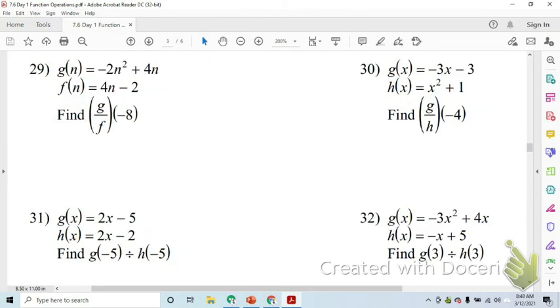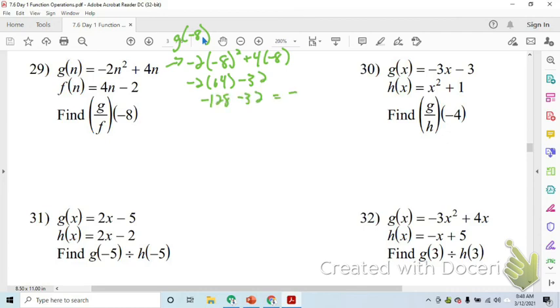All right, last two, we got some division problems here. Here we're plugging in negative 8. So to find g sub negative 8, this is what we do. It'd be negative 2 times negative 8 squared plus 4 times negative 8. So this would be negative 2 times 64 minus 32. This would be negative 128 minus 32, which is going to equal negative 160. So that's our numerator. Since g goes over f, it's technically g of negative 8 over f of negative 8, which would be negative 160 on top.